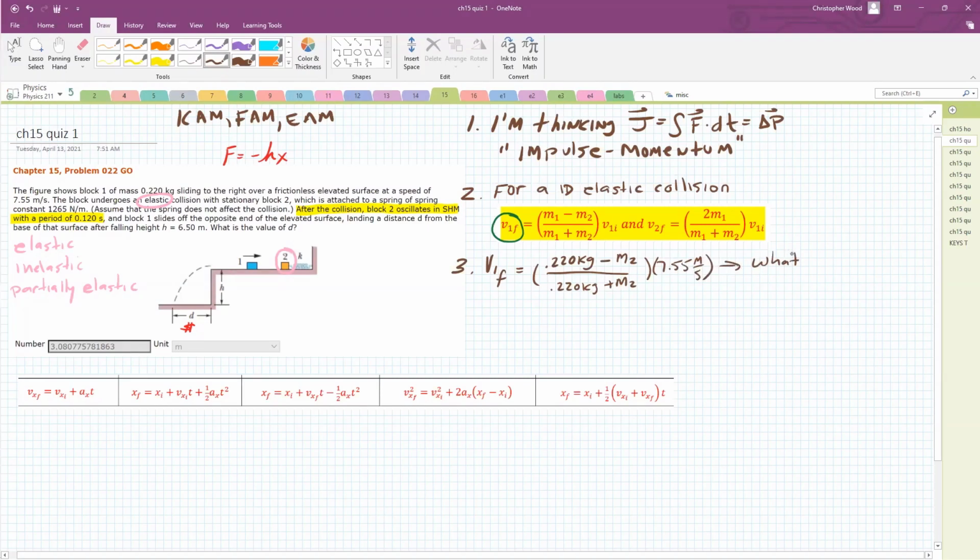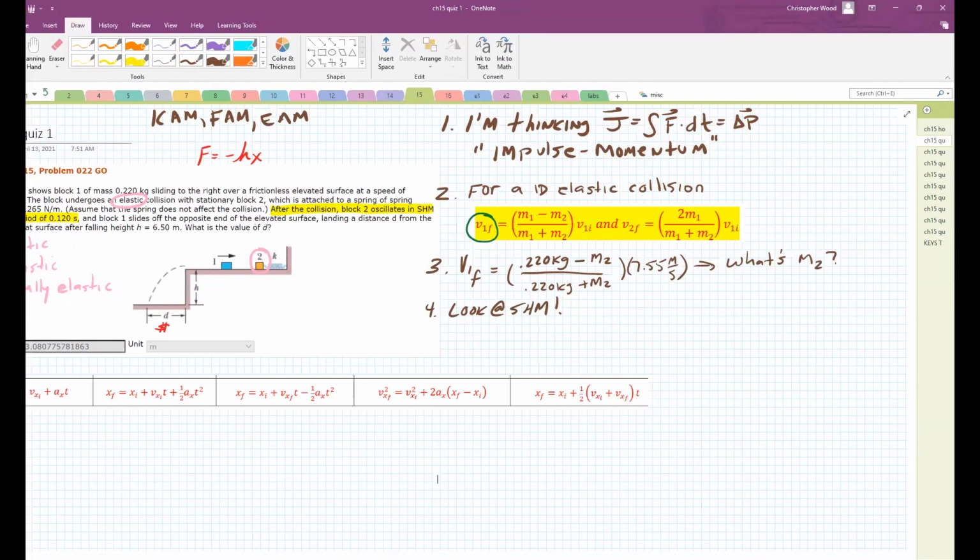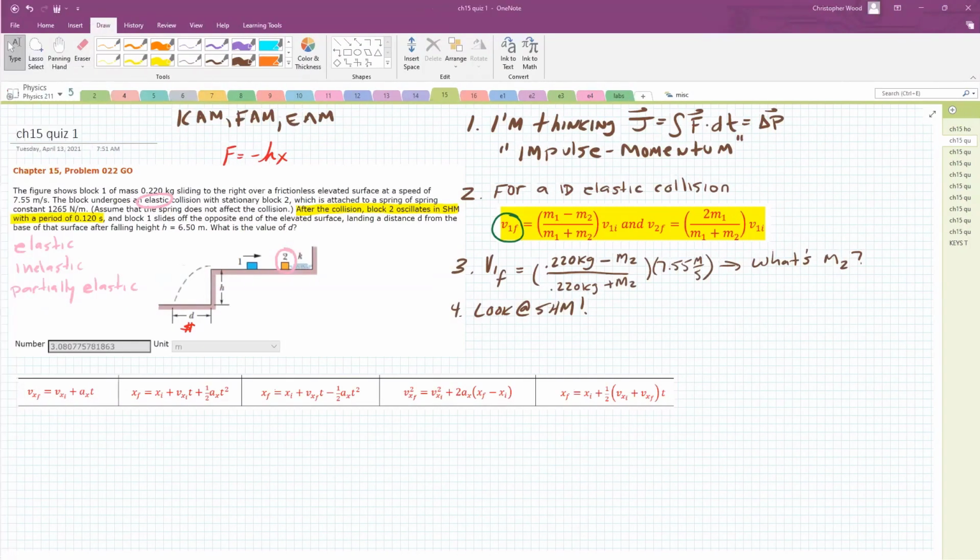So what's M2? Dead end. I'm officially at a dead end, and this is where you play the role of a detective. The great thing about being an engineer is you have to be logical and imaginative, all within the constraints of one single head. So what's M2? I'm thinking, let's take a look at simple harmonic motion. Let me get to the lecture notes. Here they are.